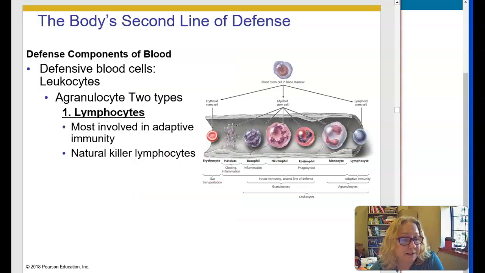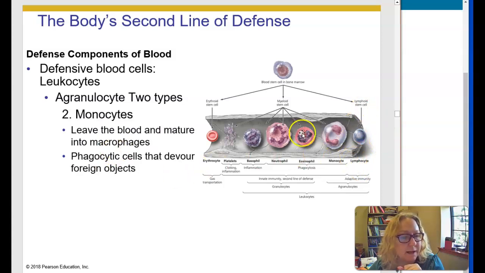Okay, so your defensive blood components. Your lymphocytes basically are involved. There's two types of agranulocytes. That's these guys. Your lymphocyte and your monocyte. Your lymphocyte is almost exclusively adaptive immunity. We will talk about lymphocytes next time. They are natural killer lymphocytes. They are badasses. Here they are, lymphocytes. We will talk about them next time.